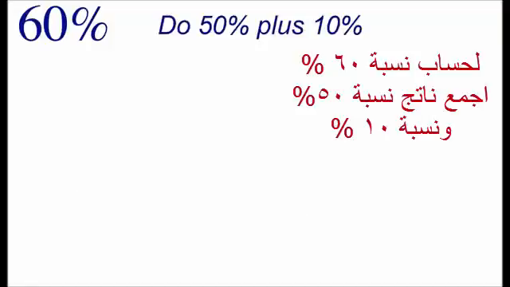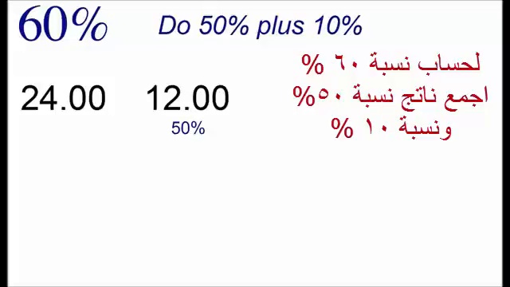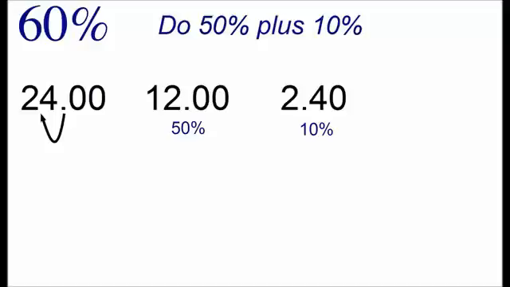To calculate 60%, we're going to build on a couple of the things we've done already. We need to calculate 50% and then add that to 10%. So to calculate 60% of 24, we first calculate 50%, which is 12. Then we calculate 10% by moving the decimal point over. And we add these two numbers together to get 60% is 14.4.